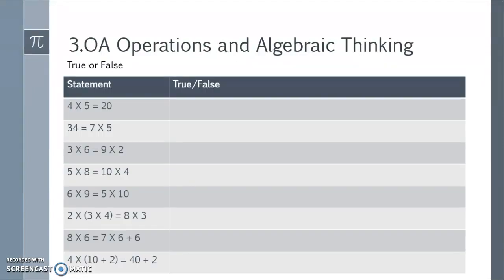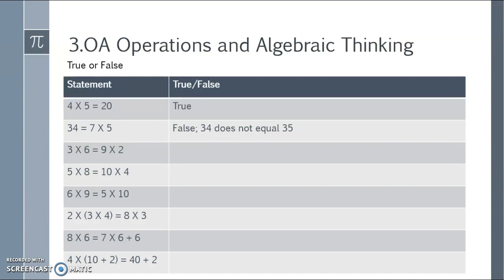True or false statements. So I've got a list of them here, and we're going to talk through each one, if they're true or if they are false. So 4 groups of 5, does that give us 20? True. Is 34 equal to 7 groups of 5? False. 34 does not equal what it should be, 35.